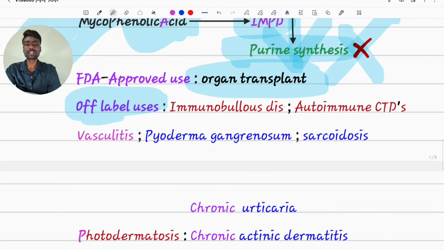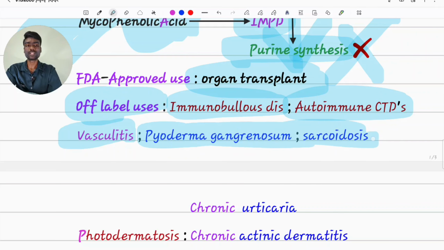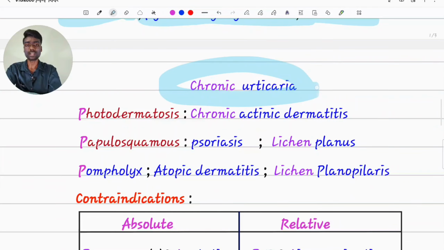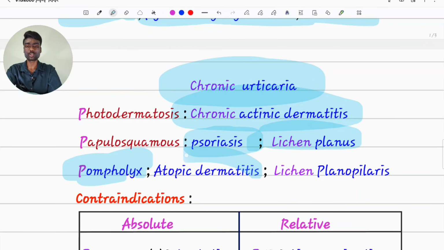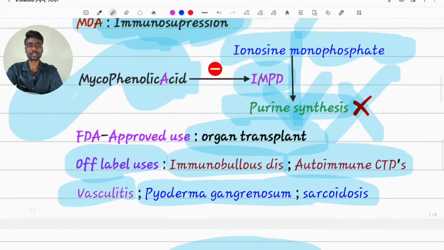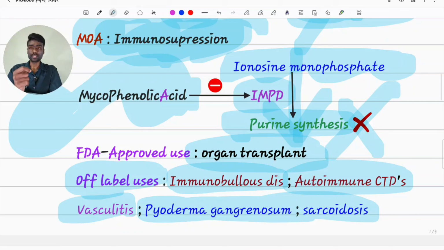Off-label uses are immunobullous diseases, autoimmune connective tissue diseases, vasculitis, pyoderma gangrenosum, sarcoidosis, chronic urticaria, chronic actinic dermatitis, psoriasis, lichen planus, pemphigus, atopic dermatitis, lichen planopilaris. Here, one more drug is there which also inhibits purine synthesis, that is azathioprine. We should never combine these two drugs because of bone marrow suppression.